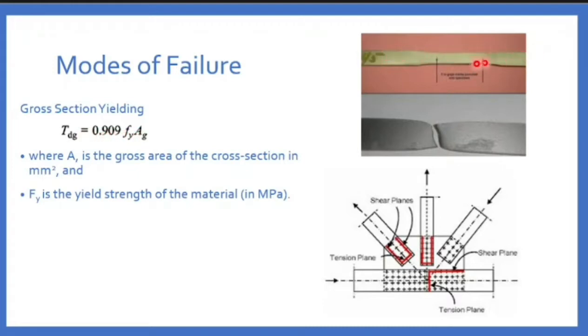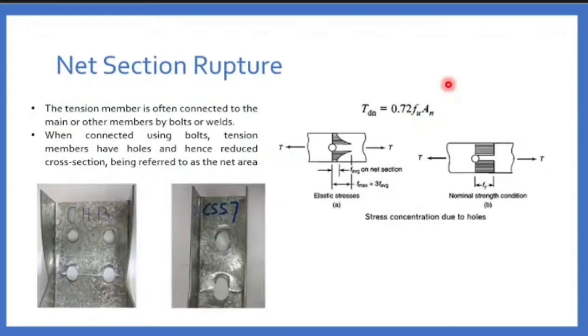This is a member. Can you see this member? The cross section is reduced at the center. This is one mode of failure, cross section yielding. So this cross section will get reduced. You can see it in a tension test when you are doing that. Have you seen the neck formation? Second one is net section rupture. A tension member which is having holes, wherever you have connection, at those points you will be having what kind of failure? Net section rupture.